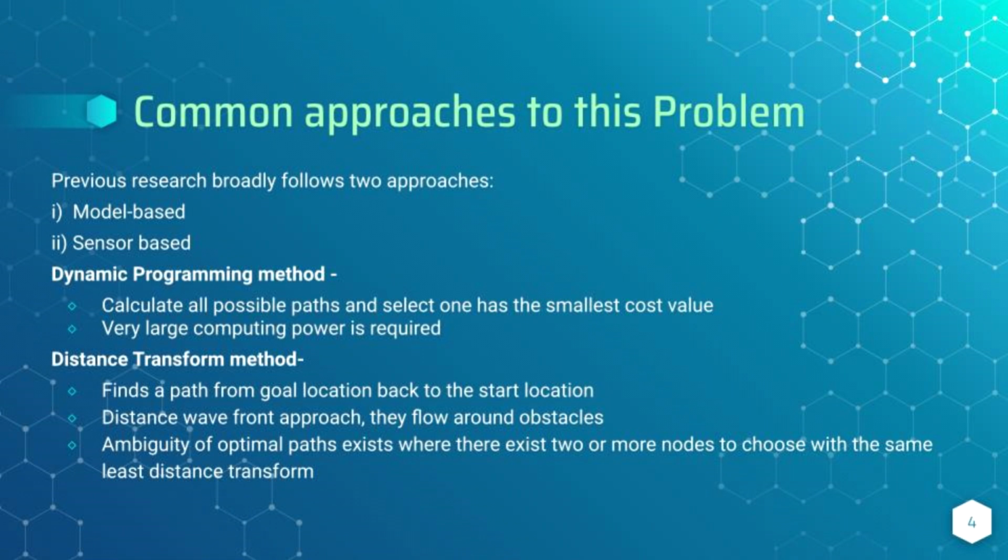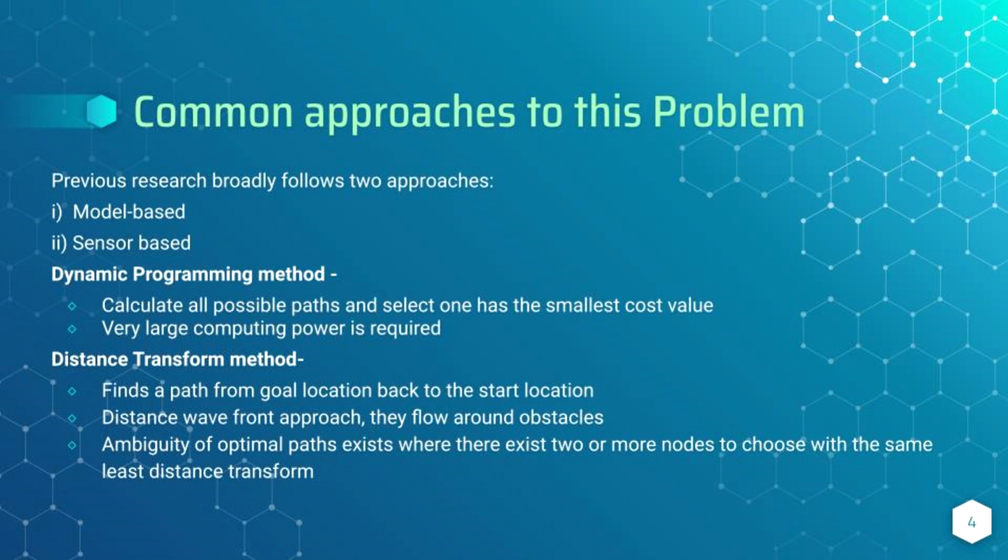Okay, now let's have a look at the common approaches to this problem. Previous research broadly follows two kinds of approaches: model-based and sensor-based. Model-based approaches use a priori models of unknown obstacles to generate a collision-free path. In contrast, the sensor-based approaches aim to detect and avoid unknown obstacles. Two methods that have been most common in this kind of problem are dynamic programming methods and distance transform methods.